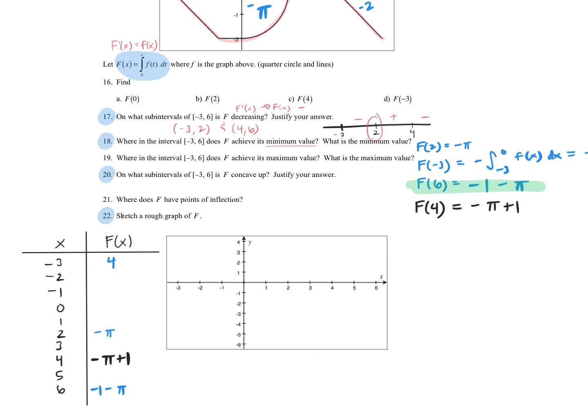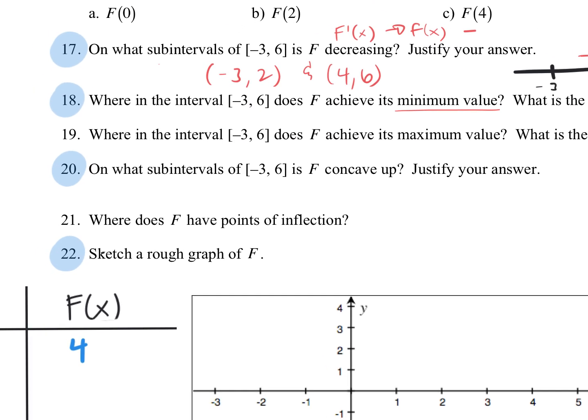Okay, number 20 was the next question that was asked, and that is about where is it concave up for big F? Well, concave up is about my second derivative. My first derivative tells me whether something is increasing or decreasing. My second derivative of big F tells me whether it's concave up or concave down.